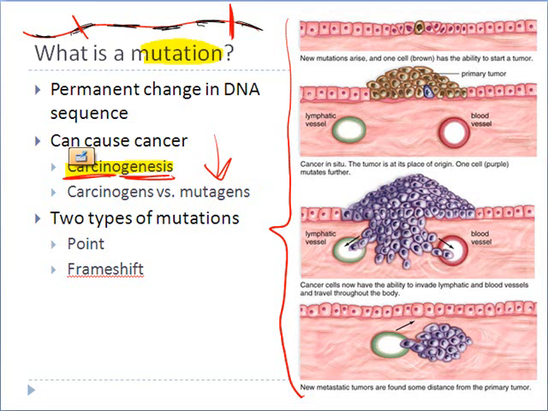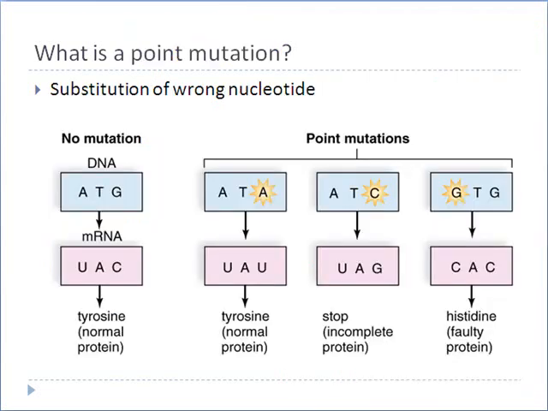So let's look at the two different types of mutations, point and frame shift mutations. In point mutations, we change the nucleotide at a single point along the DNA chain. So if this is my original DNA right here, ATG for example, then if I have a point mutation, the G could be accidentally copied as an A. It could be copied as a C.